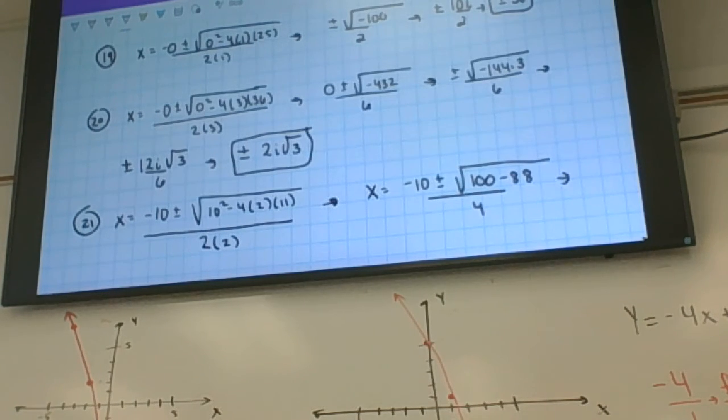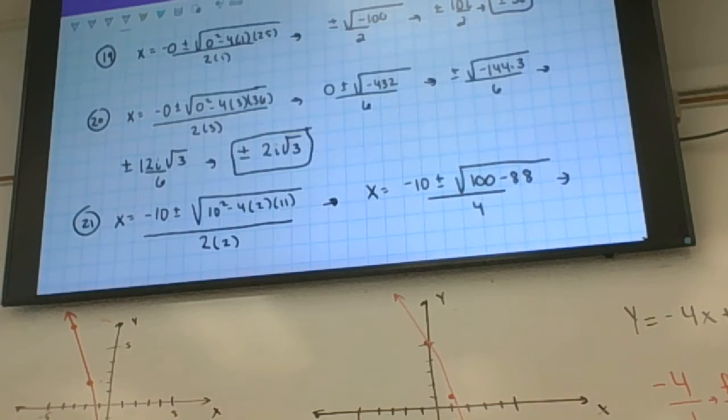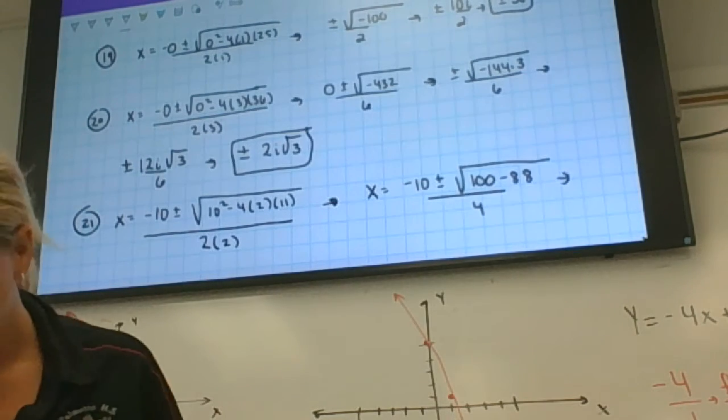Okay, any more questions on 19, 20, or 21? The tricky part with 19 was the 0. There was no middle term. So B equals 0, so you're plugging 0 into the formula. So C is like the constant.